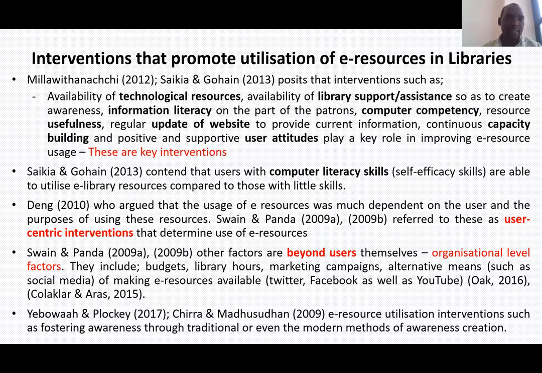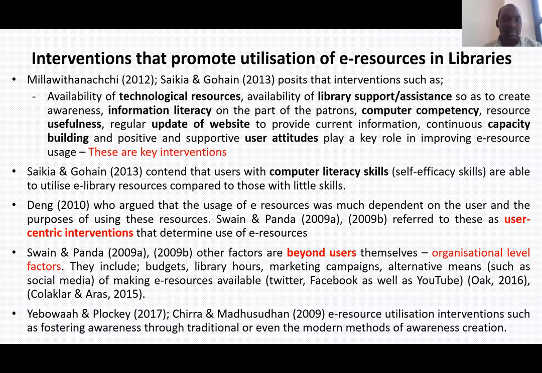These are key interventions. Saikia also went ahead to say that users with computer literacy skills, or in other words, self-efficacy skills, are actually able to utilize e-library resources more than their counterparts who have little skills. We have Deng, 2010 also, who argued that the usage of e-resources was much more dependent on the user and the purposes of using these particular resources. In this case, Swain and Panda referred to them as user-centric interventions.